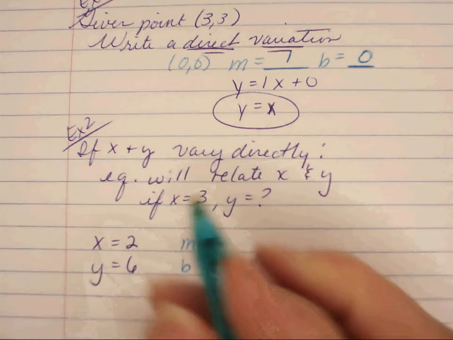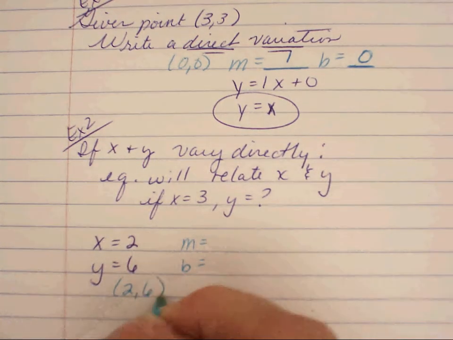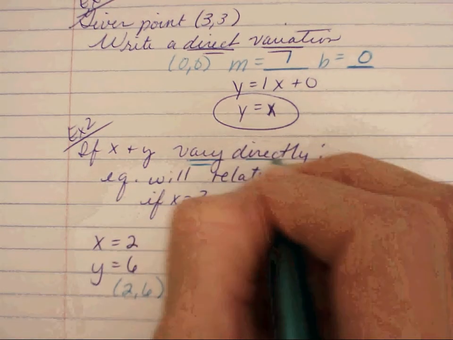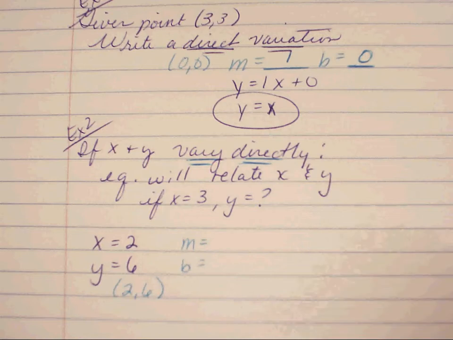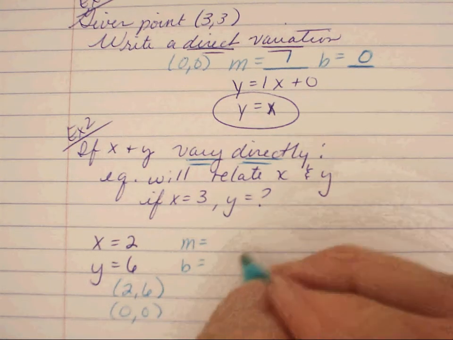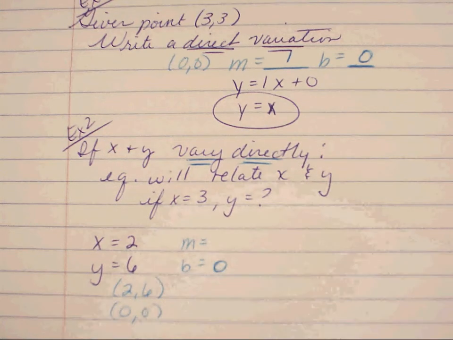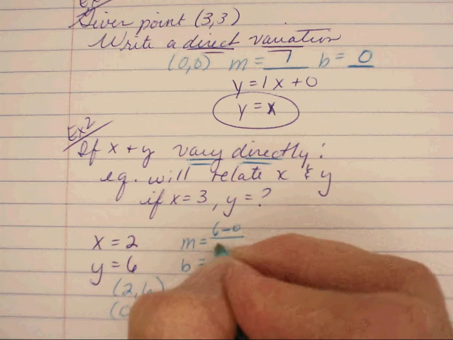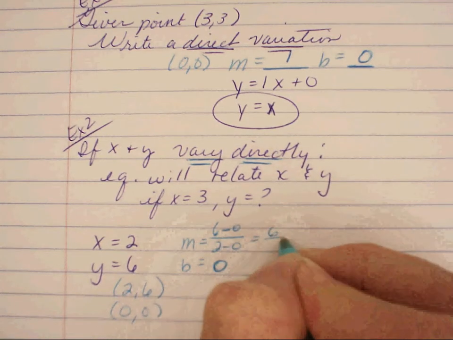We need 2 things, don't we, Nikki? The slope and the y-intercept. Is there any other information that can help us with the point 2, 6? Do we know anything else? What is this? Varies directly. What does that tell you? 0, 0. Good, Sammy. So, I now know my y-intercept is 0.